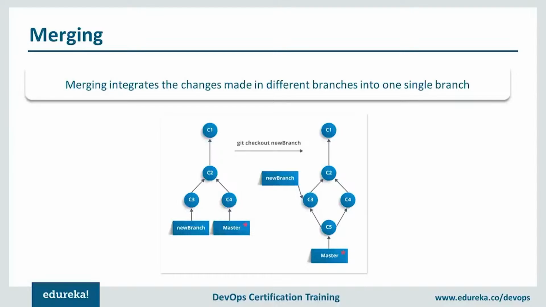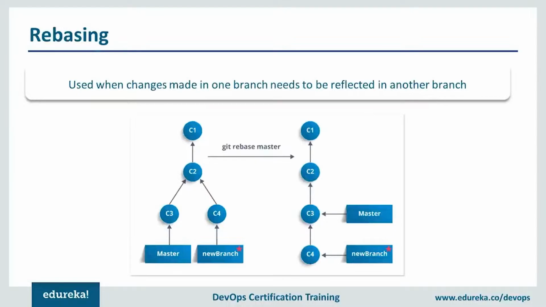So in simple words, merging integrates the changes made in different branches into a single branch. It's really simple. Just imagine a master branch has 5 to 6 new branches. Once you're done working with all these 5 to 6 branches, you just have to merge them to the master branch. Now next in the list, we have rebasing.